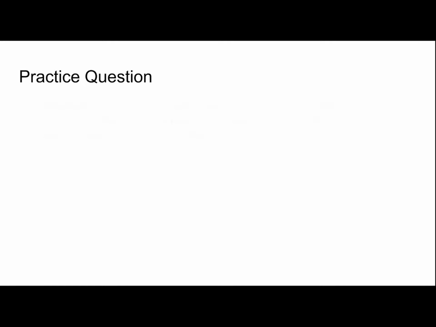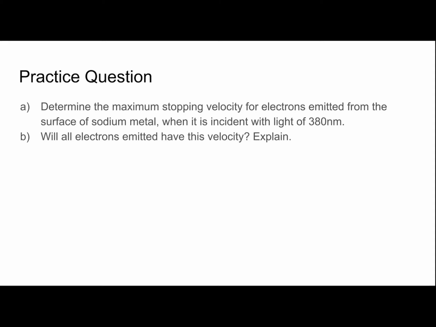Okay, so here's a practice question. Determine the maximum stopping velocity for electrons emitted from the surface of sodium metal when it is incident with light of 380 nanometers. And question B, will all electrons emitted have this velocity? Explain. Alright, so have a go at this question. Pause the video and give this question a try. And when you're ready, keep watching the video to find out the answer.